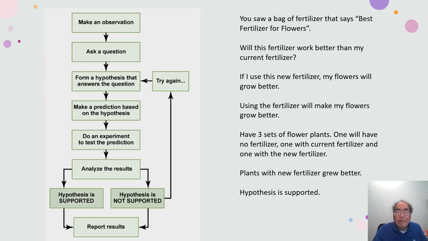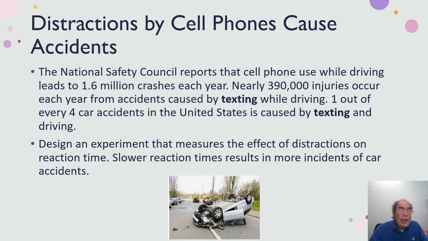review our data. Okay, so today we will go over a real-life application of the scientific method. So distractions by cell phones cause accidents. So the National Safety Council reports that cell phone use while driving leads to 1.6 million crashes per year. Nearly 390,000 injuries occur each year from accidents caused by texting and driving, and 1 out of every 4 accidents is caused by texting and driving.